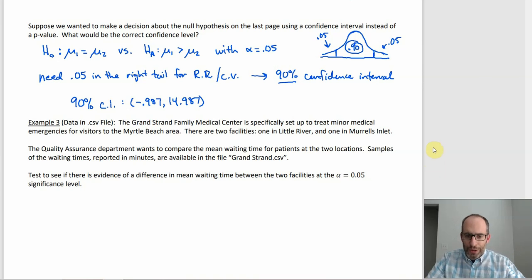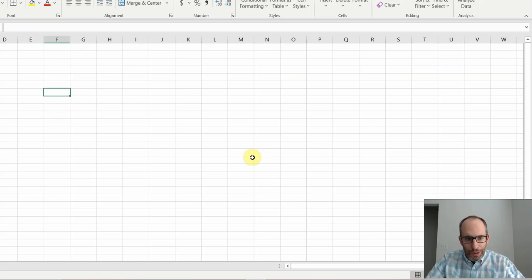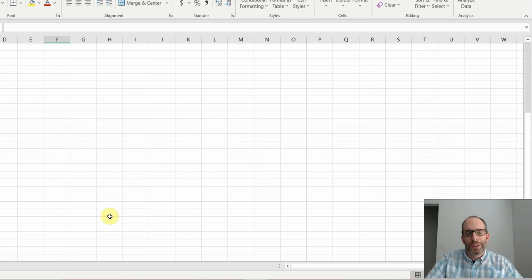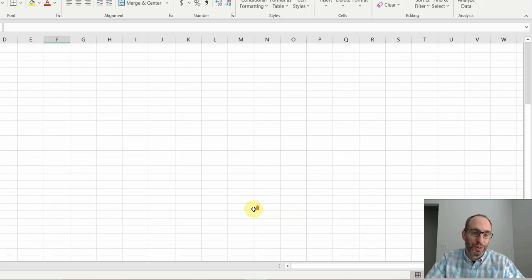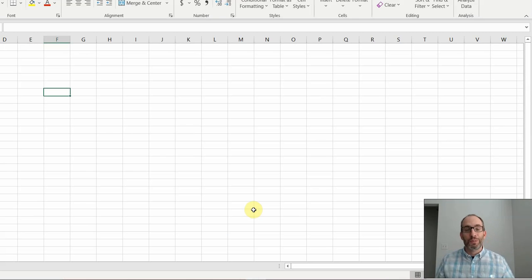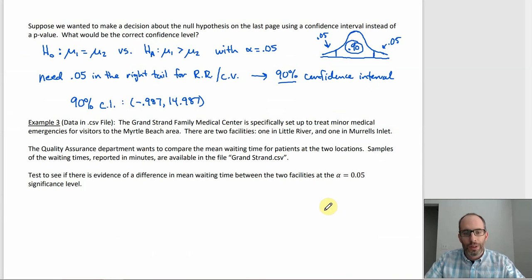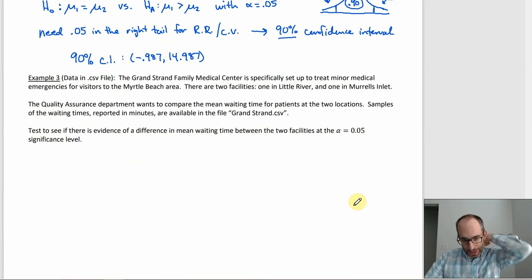And then that Grand Strand file, I actually have it. It's right here. I don't think it's too long. No, I mean, if you had to type that in by hand, it wouldn't take forever, but it would take a few minutes that you would probably rather not spend typing in a bunch of numbers. So we're going to use that this time. And let's see. So what we're going to do is we just want to see if there's a difference. So not specifically that one is longer than the other.